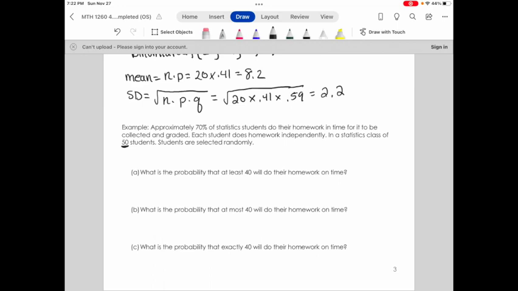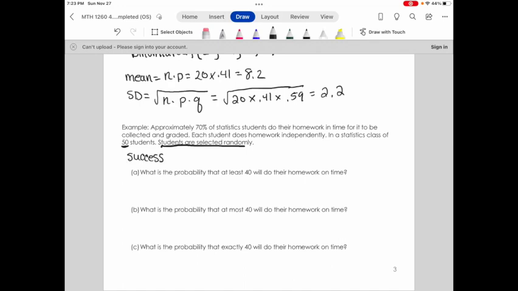Okay, so in this example, it says approximately 70% of statistics students do their homework in time for it to be collected and graded. Each student does homework independently. In a statistics class of 50 students, we're going to find all of these probabilities A, B, and C. And it also adds in here that the students are selected randomly.